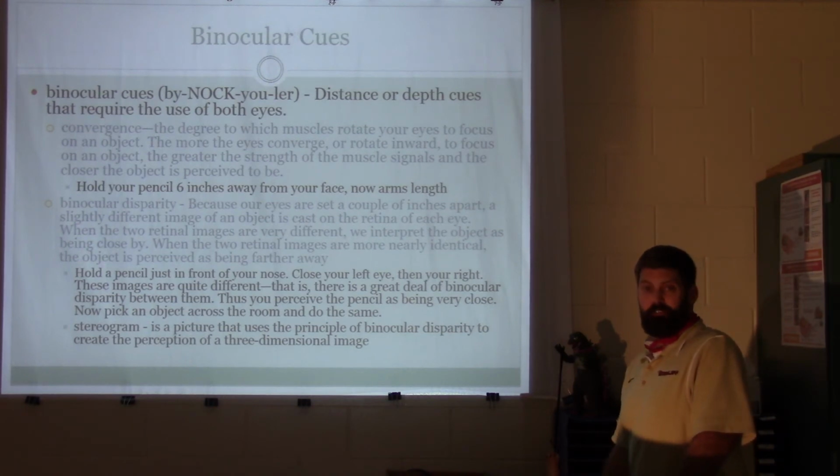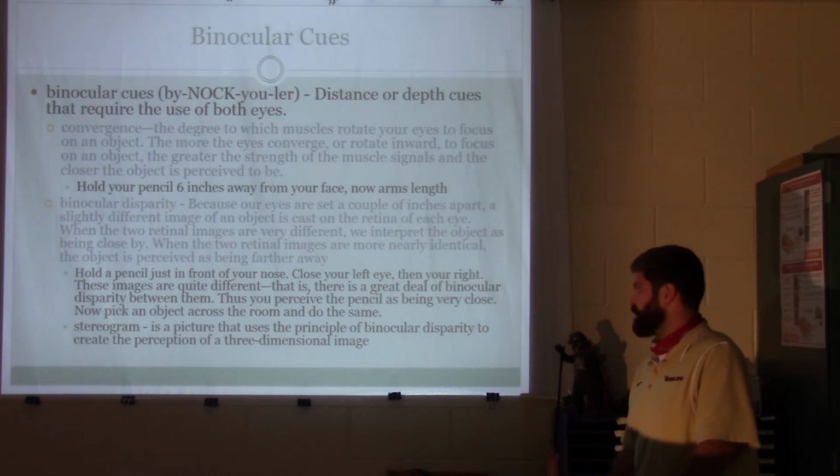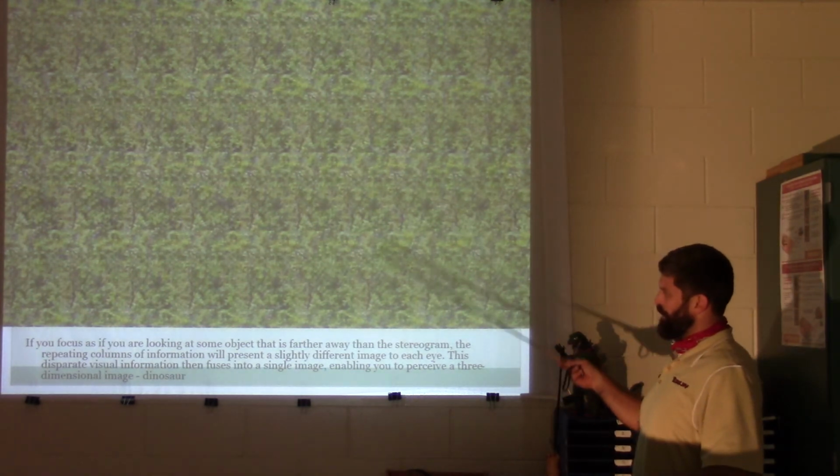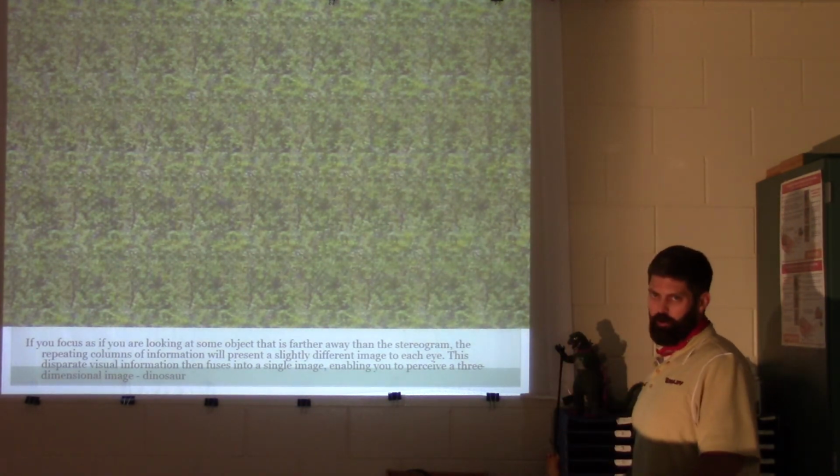Whenever the image is different on both eyes, our brain makes sense of that as being close. Whatever it is, that thing is close. This is a stereogram. These things are so hard for me to do.